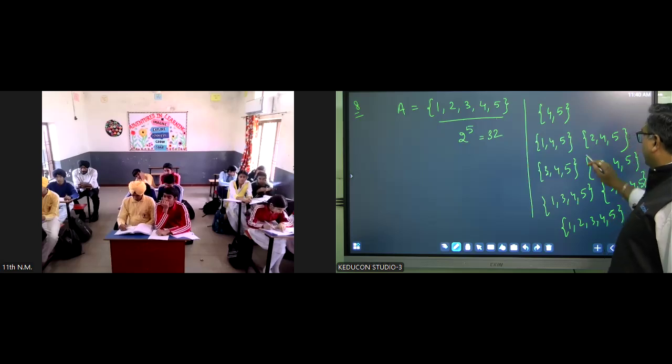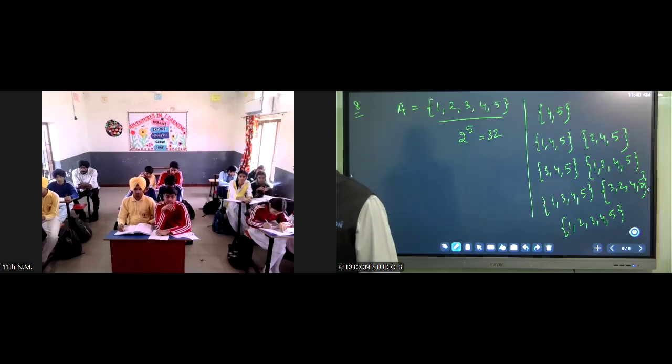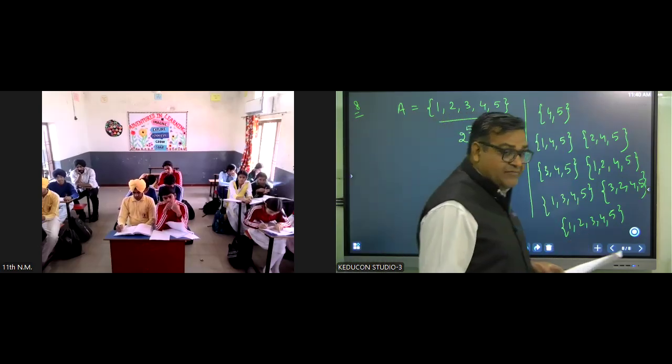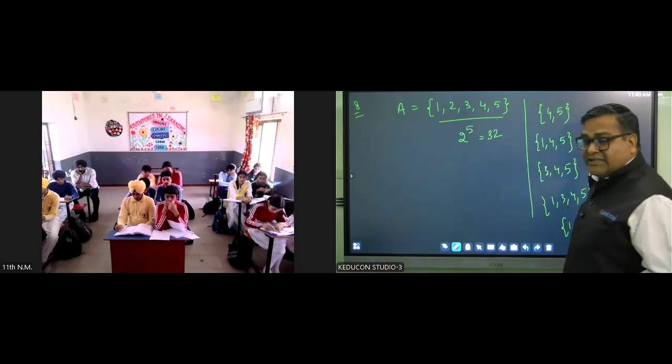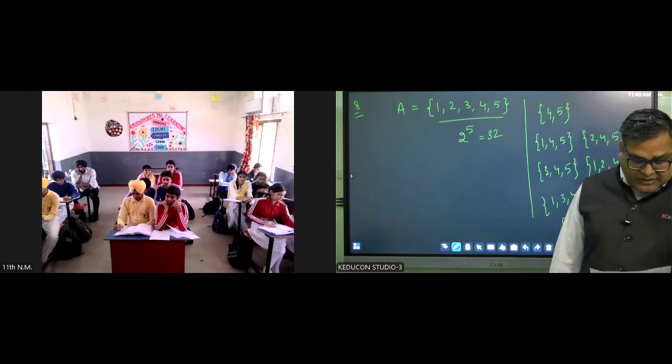Any other set? How many does this become? 8. So this is correct. Yes. Since it is given 4 and 5, both should be there. So all the sets which contain these two elements, they are 8. So this is true. Now comes to the reason.